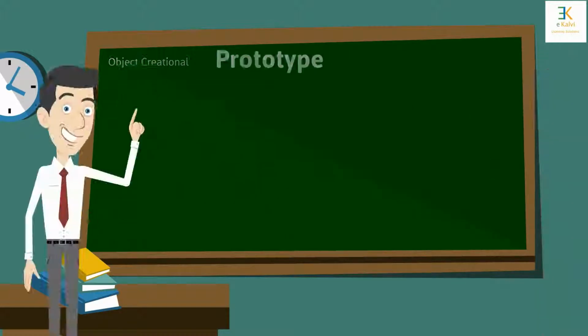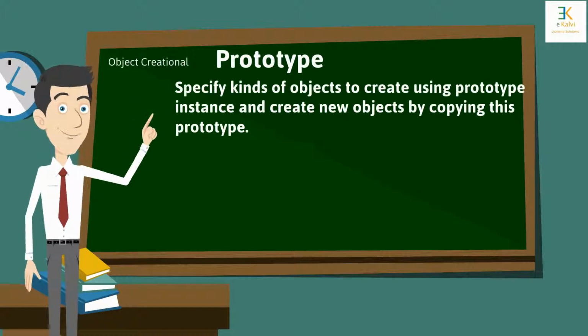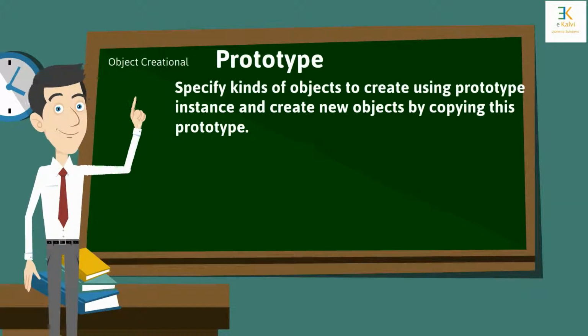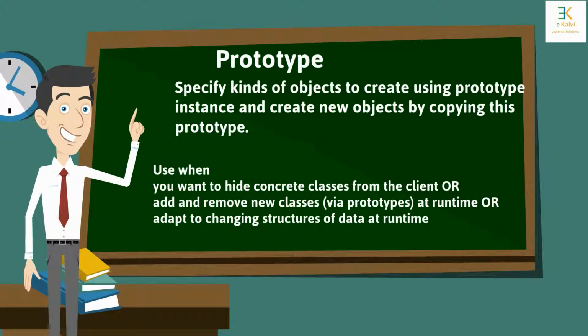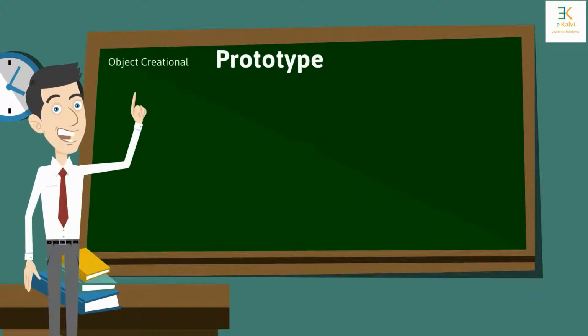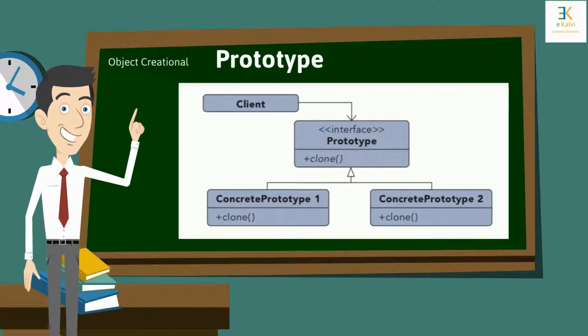The final object creational pattern is the prototype. To specify kinds of objects to create using prototype instance and create new objects by copying this prototype. Use when you want to hide concrete classes from the client, or add and remove new classes via prototypes at runtime, or adapt to changing structures of data at runtime. The prototype co-opts one instance of a class and uses it as a breeder for all future instances.